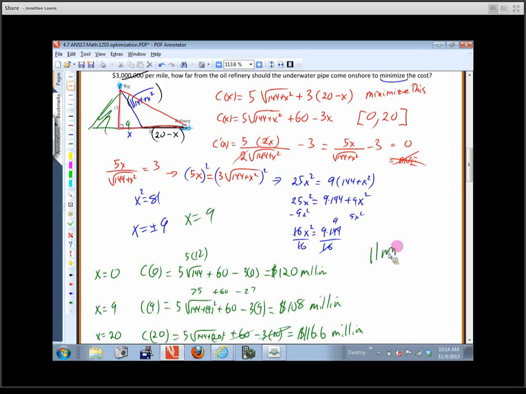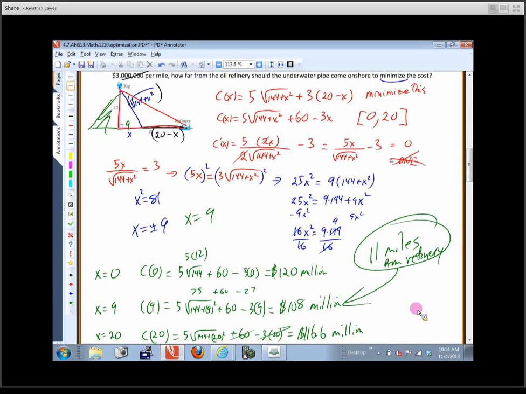Now, the answer to the problem says how far from the refinery should you land, okay? 11 miles. 11 miles from the refinery. How much would it cost? $108 million.